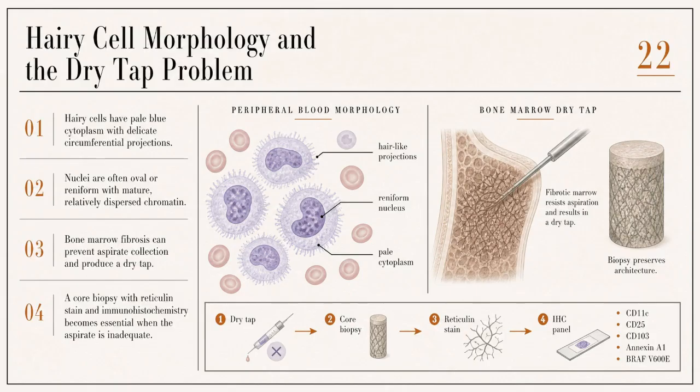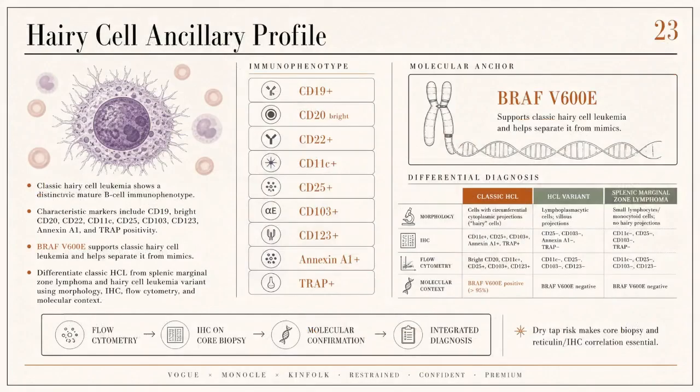As we proceed, we will delve deeper into the immunophenotypic profiles and molecular characteristics that define hairy cell leukemia, further refining our diagnostic approach and highlighting the critical role of the histotechnology laboratory in this process. As we transition into the detailed ancillary profile of hairy cell leukemia, it is crucial to appreciate how this knowledge integrates with the broader goals of HTL 308, particularly in mastering the diagnostic workflow for mature lymphoid neoplasms.